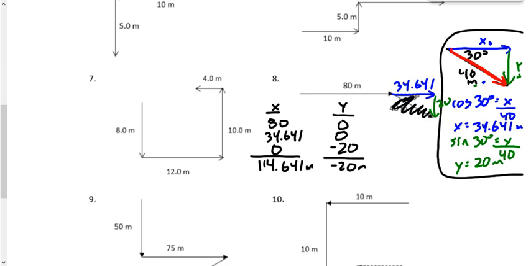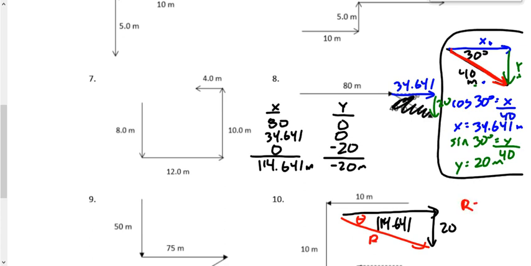Now, let's draw our right angle triangle. 114.641 and negative 20. I don't actually need to draw the negative in there because the arrow shows the direction. Let's calculate the resultant vector.